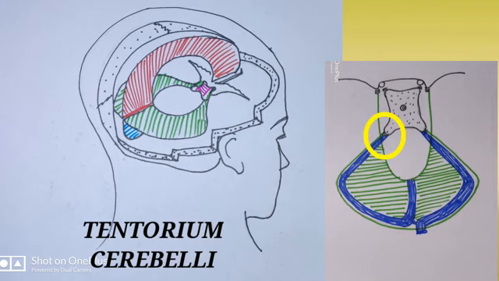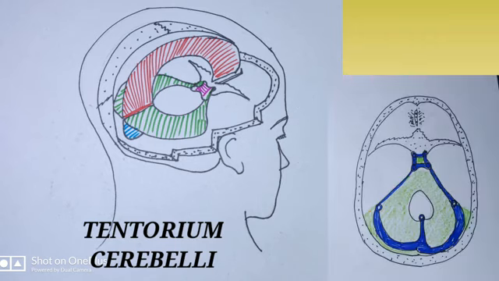The free and attached margins of the tentorium cerebelli cross each other near the apex of the petrous temporal bone. Coming to its contents, the superior petrosal sinus is located along the line of attachment to the superior margin of the petrous temporal bone. The transverse sinus is located along the attachment of the lips of the sulcus of transverse sinus on the occipital bone, and the straight sinus is located along its line of attachment to the falx cerebri.